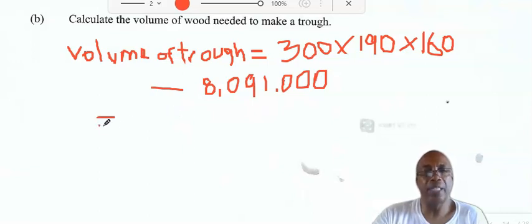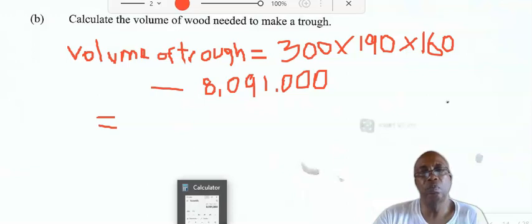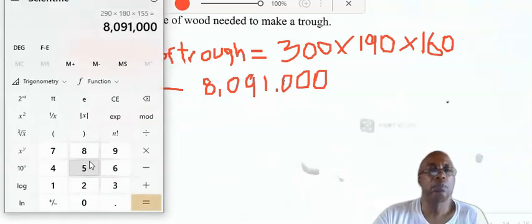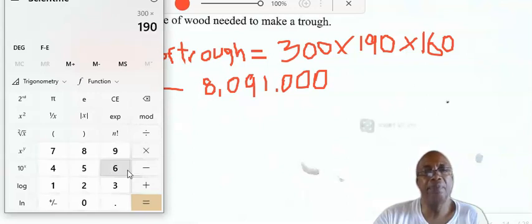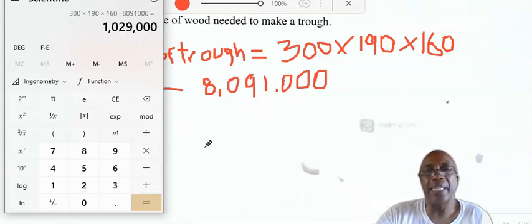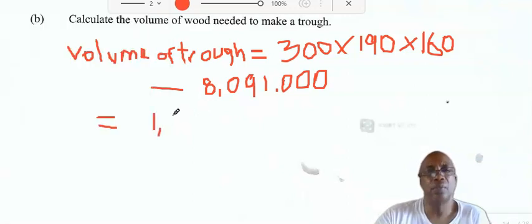And so it is just calculator work. Let's get the calculator. 300 multiplied by 190 multiplied by 160, and we subtract 8,091,000. We do that, we get the answer as 1,029,000.